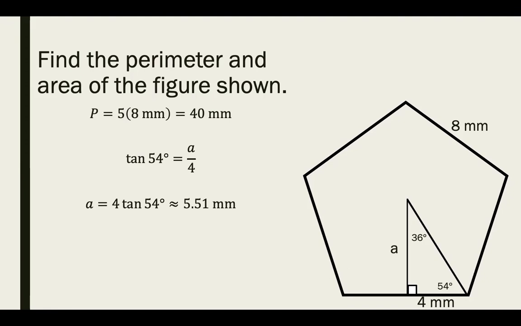Once we know the apothem, then we can use our formula of 1/2 the apothem times the perimeter. And we are going to get an answer of 110.11 millimeters squared. Now notice something here. I didn't put 5.51 millimeters here. I put the exact value. We don't want to put a rounded answer into our formula, because if you put 5.51 in here, you're going to get something close to this, but not equal to this. So make sure you put exact values and not rounded values in your formula. So it's good to know that the apothem is 5.51. However, we want to put the 4 tangent 54 into our equation.